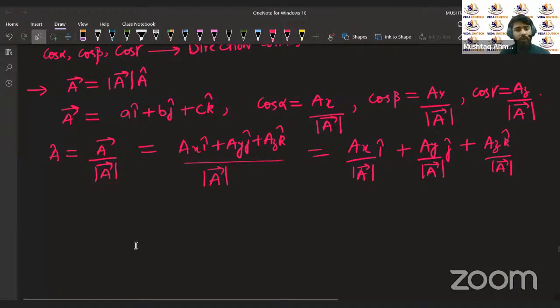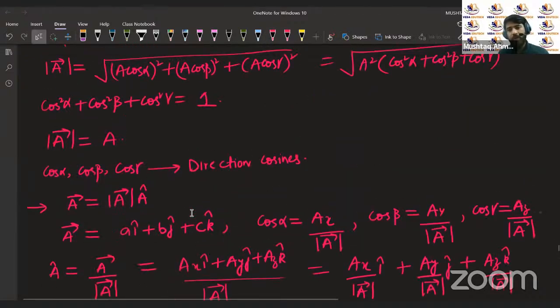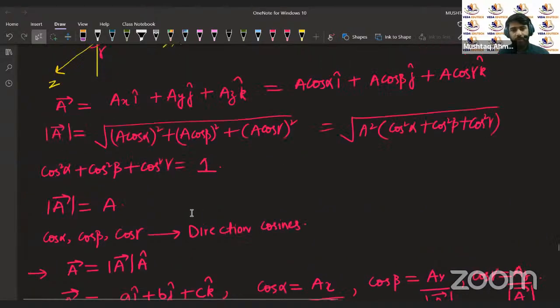Now Ax upon mod of A is nothing, it's cos of alpha. We can replace it with cos of alpha I cap. Similarly, cos of beta J cap plus cos of gamma K cap. So this gives us the unit vector of a vector in terms of the direction cosines of the vector. This is how we resolve a vector into three components in three-dimensional space, right?